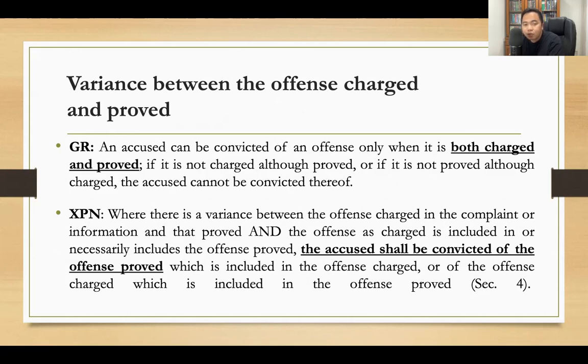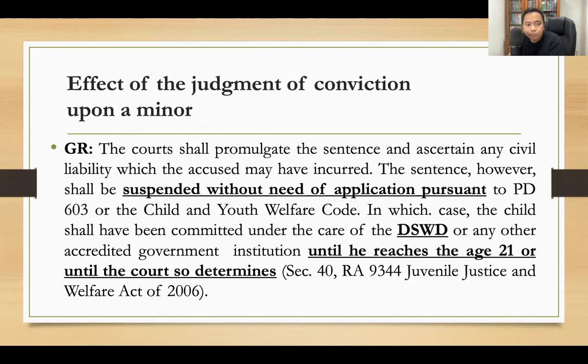So, can the accused charged with murder be convicted of the crime of homicide as that proven during trial? Answer: yes, because homicide is necessarily included in the crime of murder. So if there is a variance between the offense charged and the offense proved, then the accused can still be convicted of the offense proved if the offense proved is necessarily included in the offense charged.